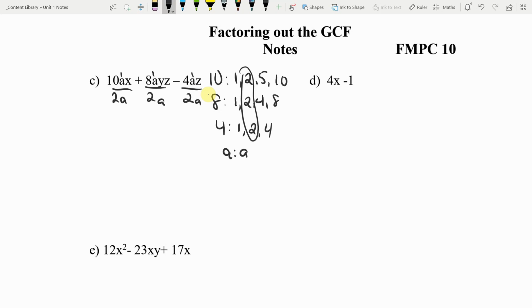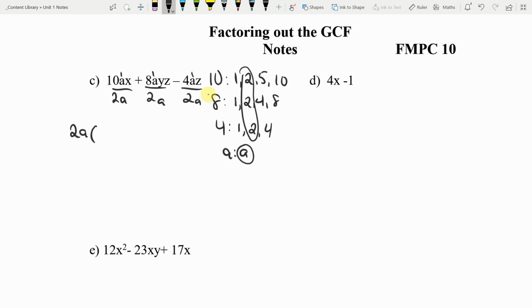Notice that I have an x in one term but not in the other 2. That means it's not a common factor. Same with my y and my z. Even though it's in 2, it has to be in all 3 for it to be common. So y and z are not common factors, just a. So 2a is my common factor.